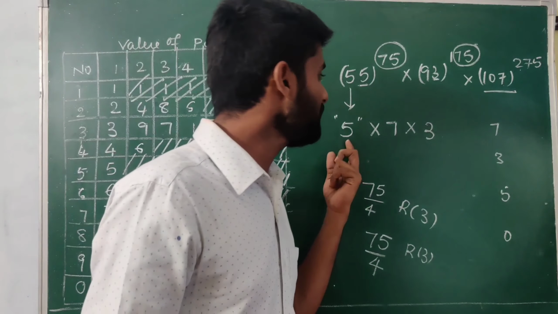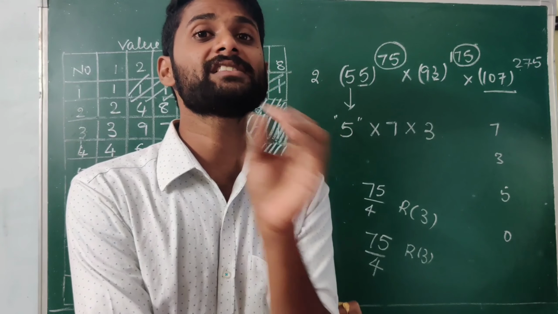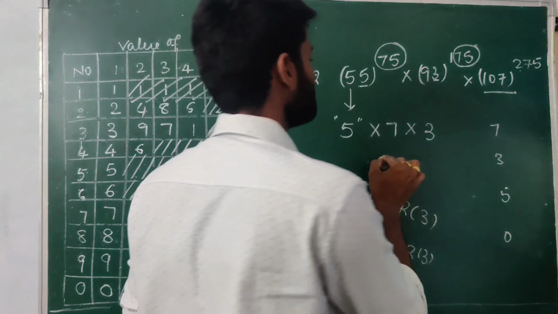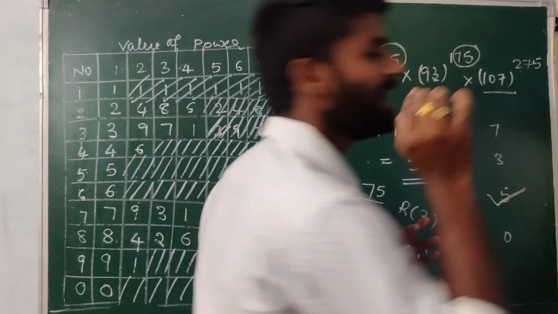If 5 is multiplied with any odd number, we know that 3 is an odd number and 7 is an odd number. If 5 is multiplied with an even number, we get 0 as the units place. If 5 is multiplied with an odd number, the units place is equal to 5 only. So this is the answer part.